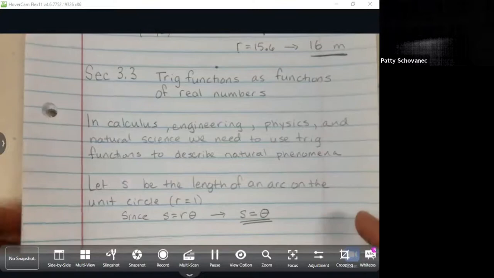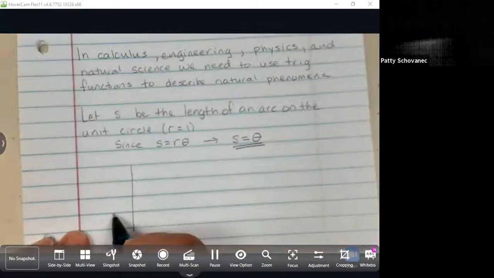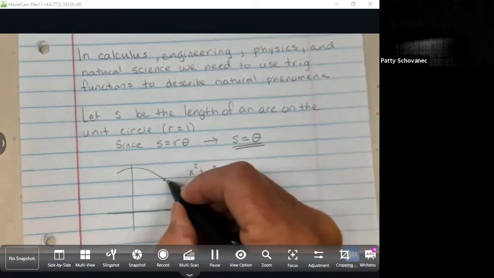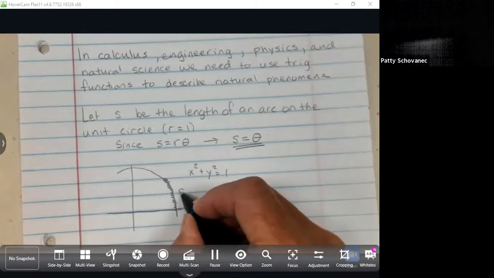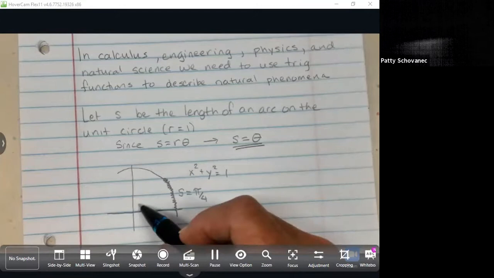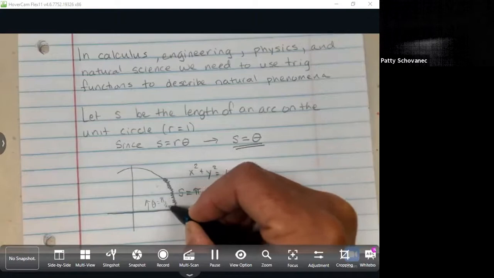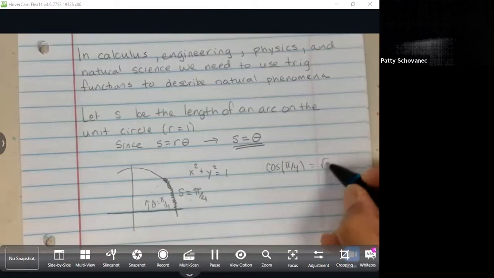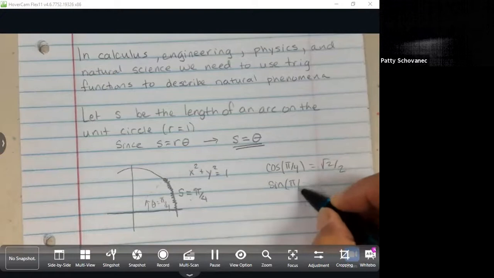So when I say something like, here's our unit circle again, x squared plus y squared is equal to 1. If I take my arc here and measure this length to the middle, I would say s here is pi over 4. Of course, that corresponds to the angle theta being pi over 4. But now I can say things like the cosine of pi over 4, meaning the cosine of this length, is square root of 2 over 2. And the sine of that length is square root of 2 over 2.